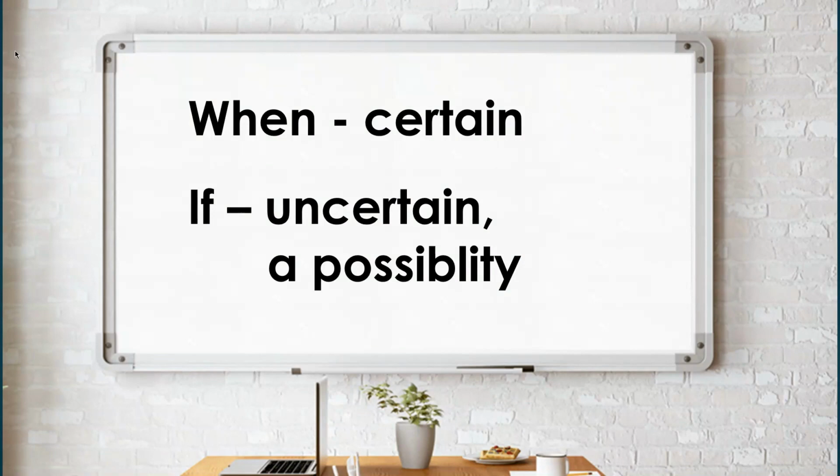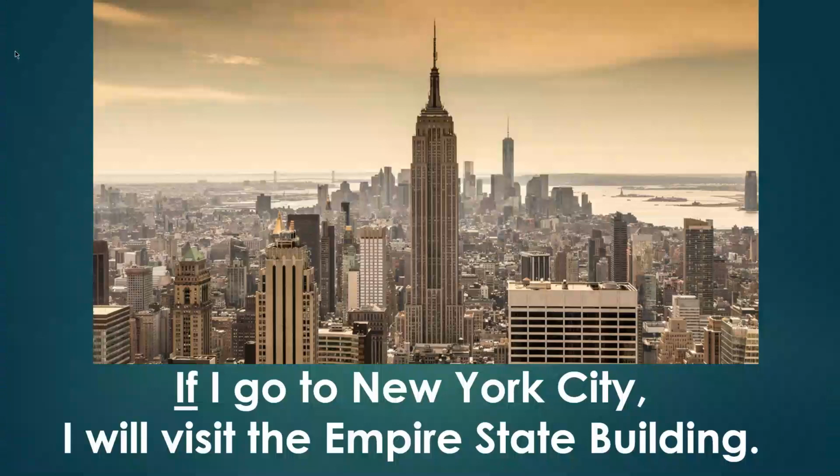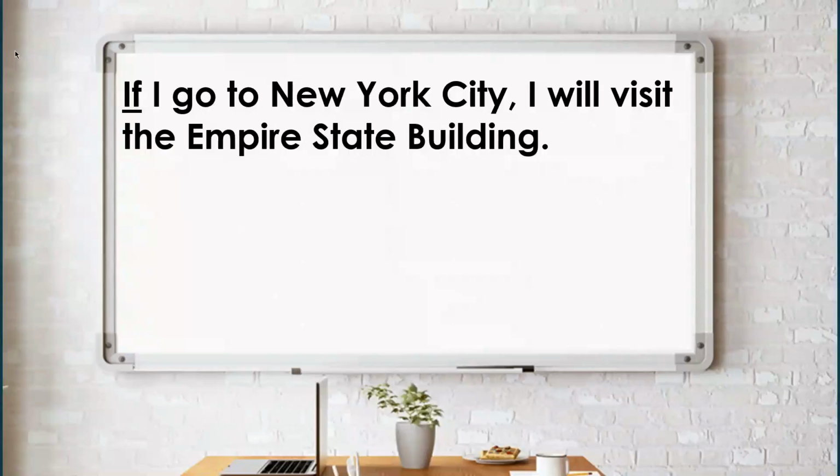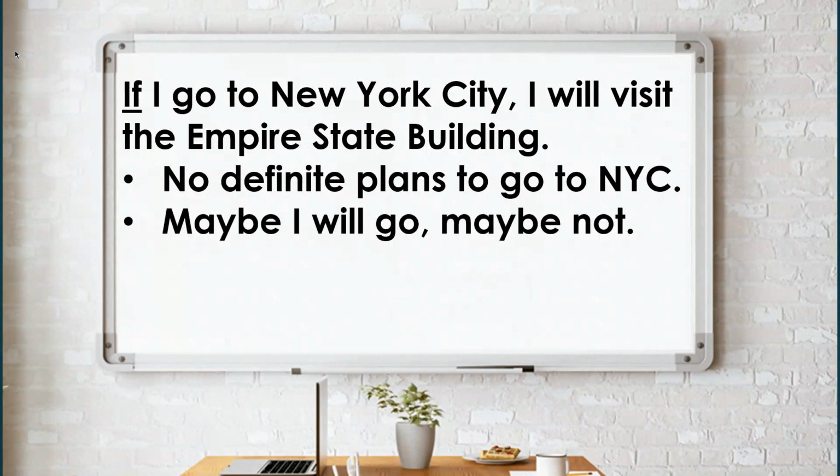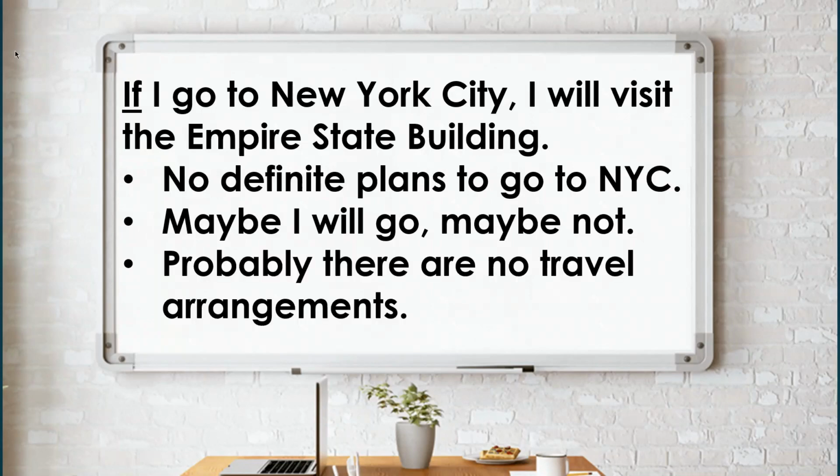So what does this mean? Let's look at an example. This sentence: if I go to New York City, I will visit the Empire State Building. By saying if I go to New York City, what I mean is that I have no definite plans to go to New York City. It's just an idea. Maybe I will go, maybe not. And probably there are no travel arrangements. I haven't set a date or booked a hotel or a flight.